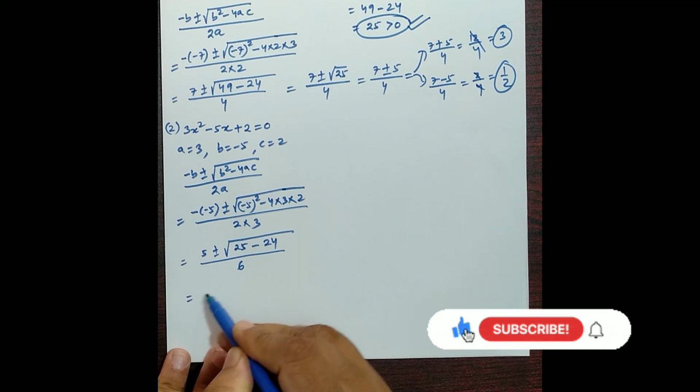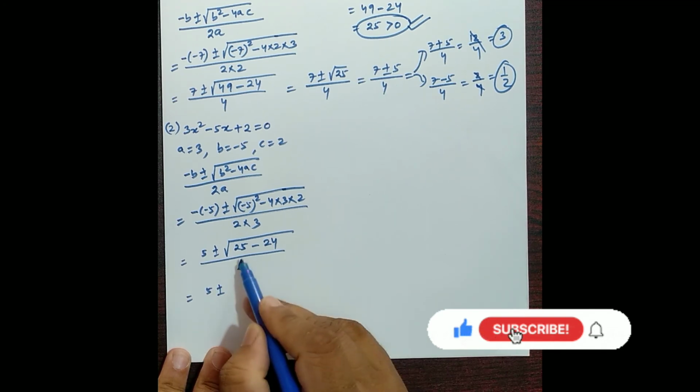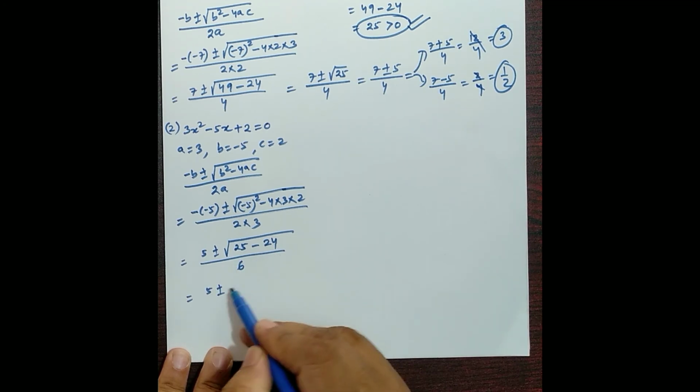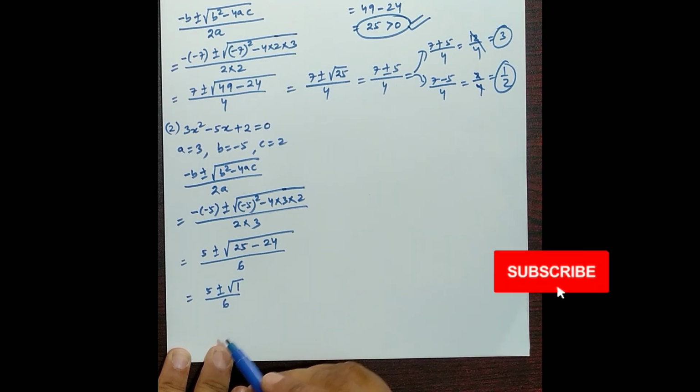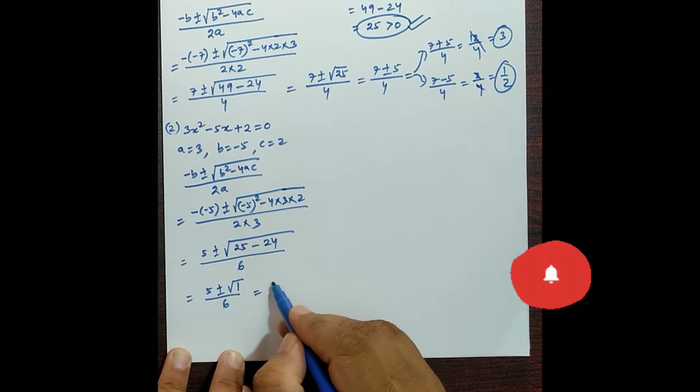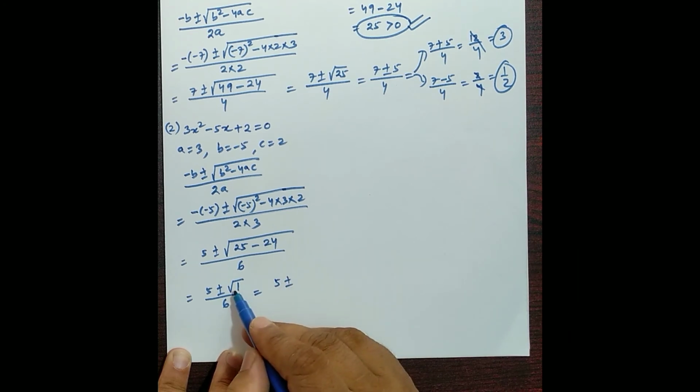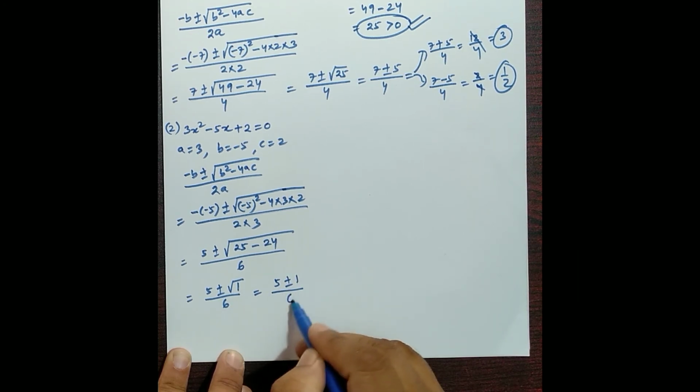So now look here. So that is 5 plus minus, 25 minus 24 is what? 1. Okay, so under root of 1, divided by what? 6. So look here. So that is 5 plus minus, under root of 1 is what? 1 by how much? 6.